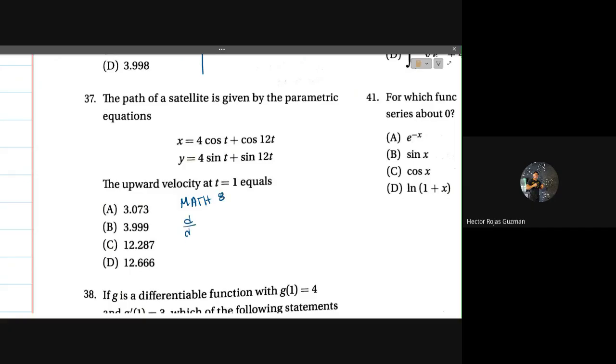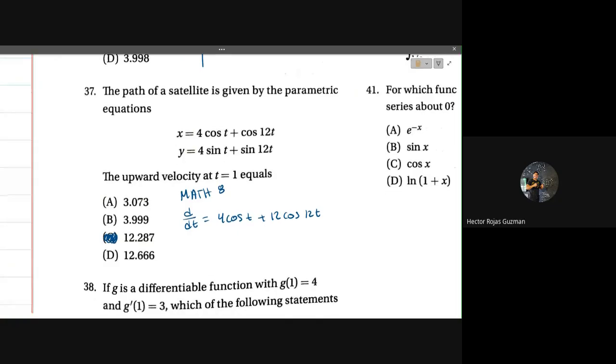Which is the derivative with respect to t of that whole thing. I mean, if you want to do it by hand, you could. You could write 4 cosine of t plus 12 cosine of 12t, but you don't have to, right? And then just plug in the 1. So the answer here is C. Don't worry too much about getting the derivative. I still see students trying to do that.